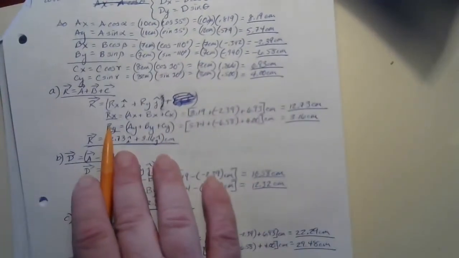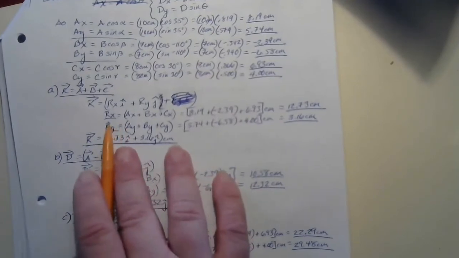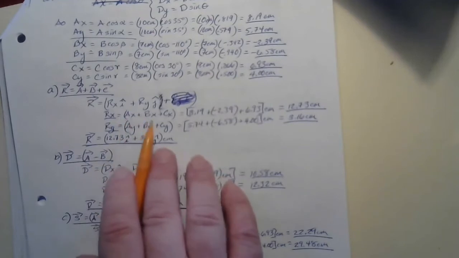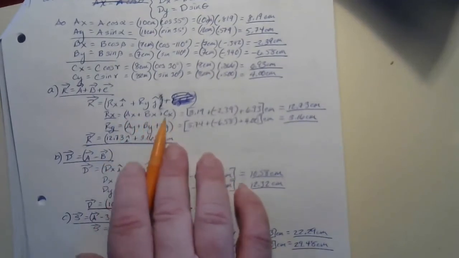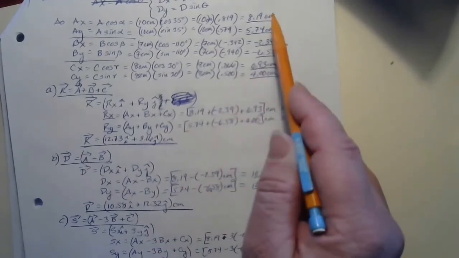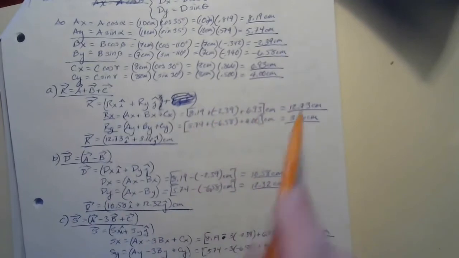All right, so Rx, the x component of the resultant vector, is just going to be the x component of A plus the x component of B plus the x component of C. So all you have to do is look up at those numbers up here and take this plus this plus this. And you end up with 12.73 centimeters.